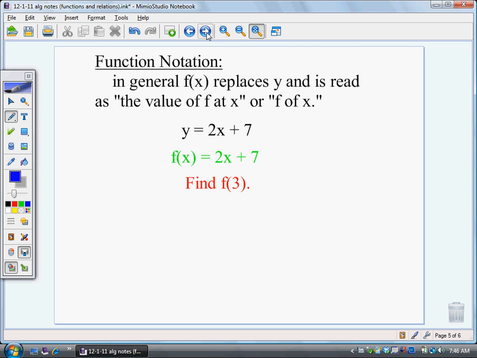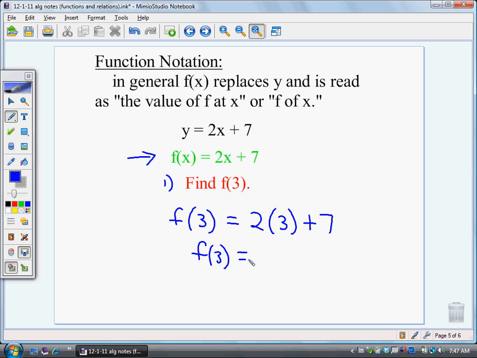There are going to be a lot of f of x's, g of x's, h of x's, and so on and so forth. The way the question is going to look is they're going to give you the function like this, and then this would be the question: find f of 3. So for f of 3, notice I put the 3 where x is. On the right side of the equation we put 3 where x was, and we just keep going. f of 3 is equal to 6 plus 7, and f of 3 is equal to 13.